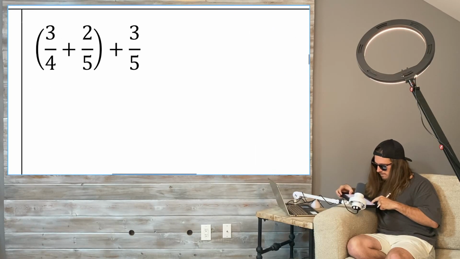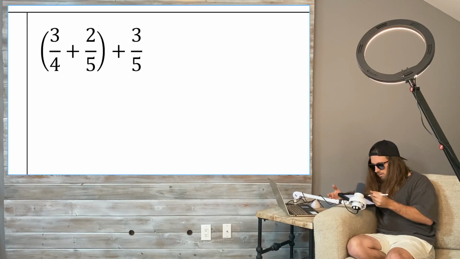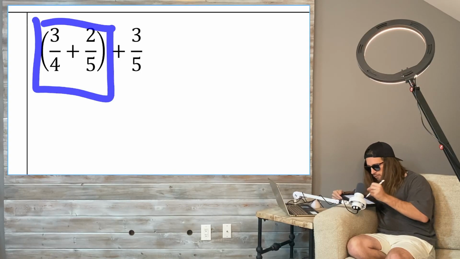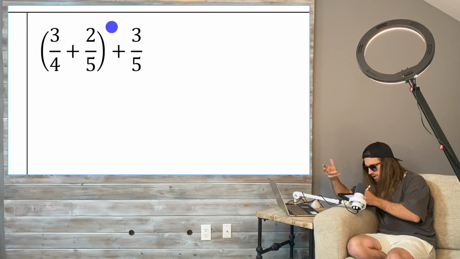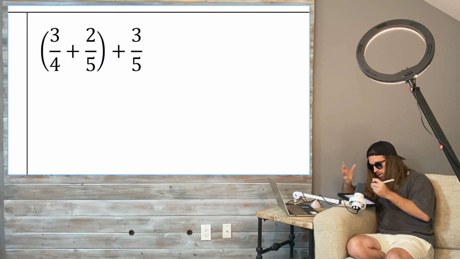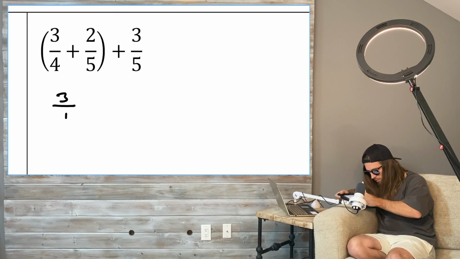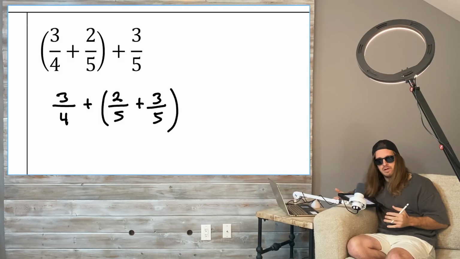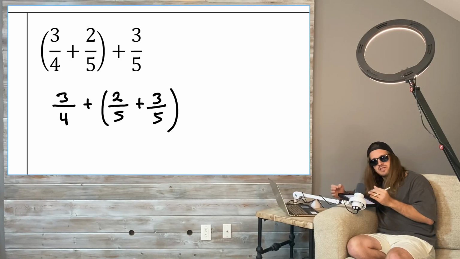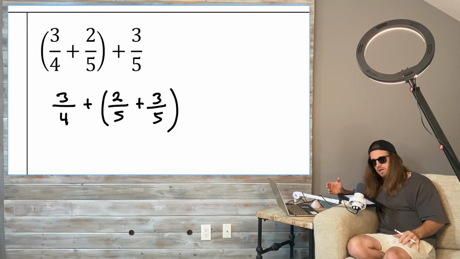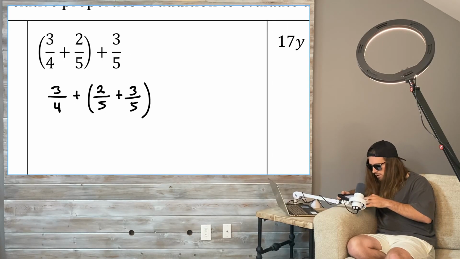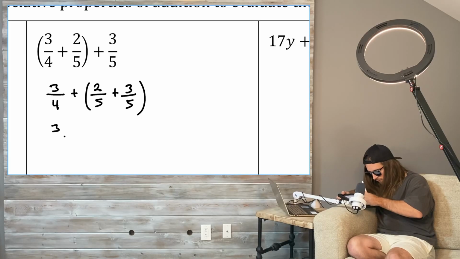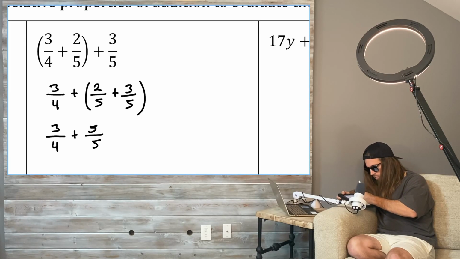Let's do the next one here. Now, as it's written, we need to add 3/4 and 2/5, and then whatever that is, we're going to add 3/5 to it. But if we wanted to, we could apply the associative property and move the parentheses around the 2/5 and the 3/5. Now, why might that be desirable here? Well, because the 2/5 and the 3/5 already have a common denominator. You don't need to go searching for that least common denominator. So this would be 3/4 plus 5/5, which is really just 1.